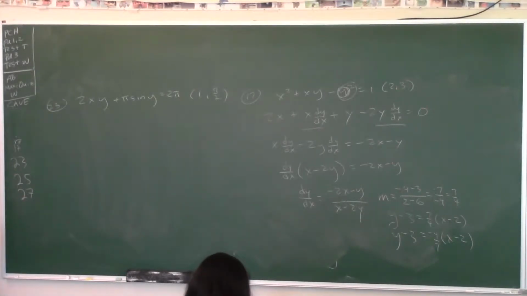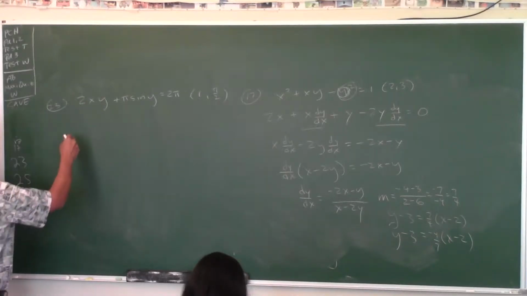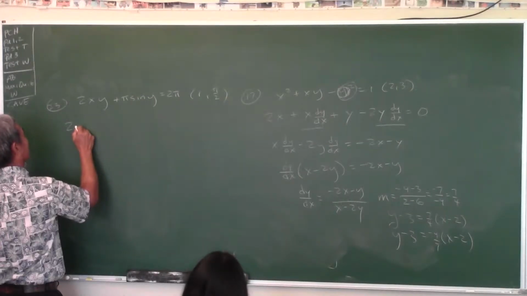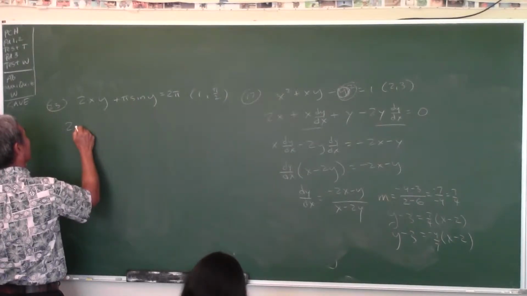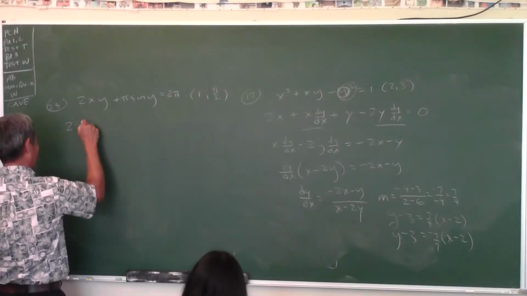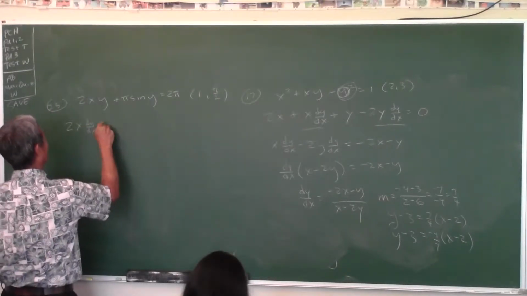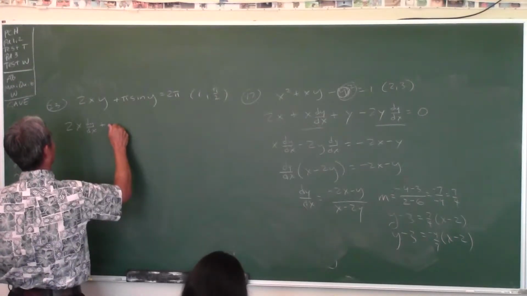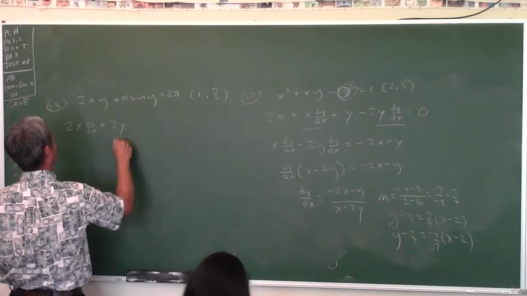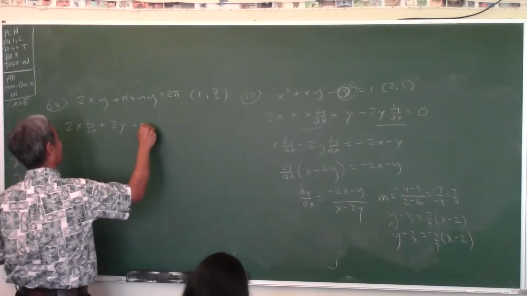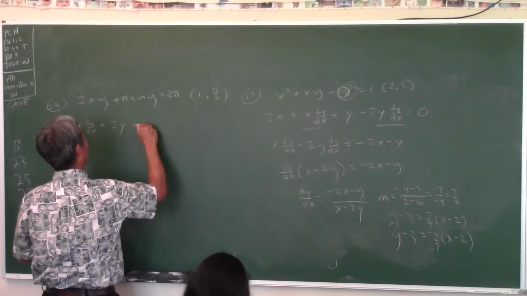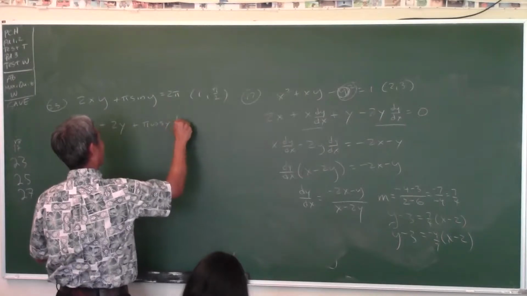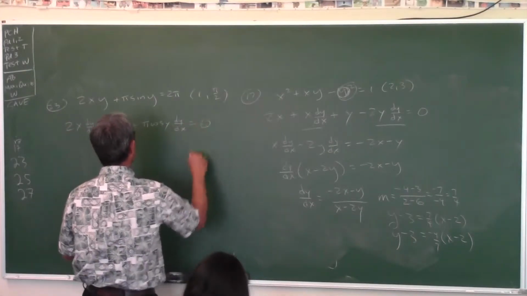Who's got this one? Karamatsu. 2 parentheses x dy dx plus 2y plus negative pi, or no wait, pi cosine y dy dx equals 0. Okay, that is correct. Everybody got that?